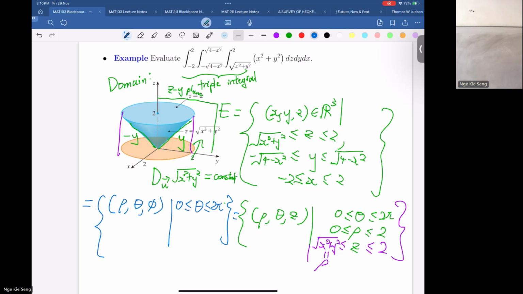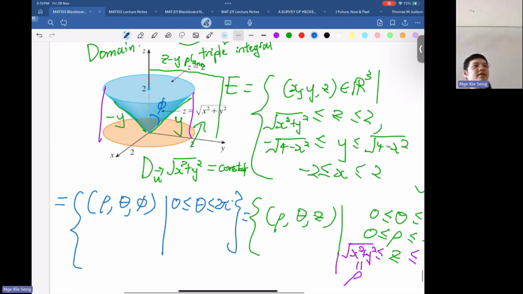Positive z-axis to... so phi is the angle starting from positive z-axis. So can you see that there's a fixed angle coming from positive z-axis here? So meaning you want to ask, what's the angle it forms between z-axis and this surface here? Do you know how to find it?